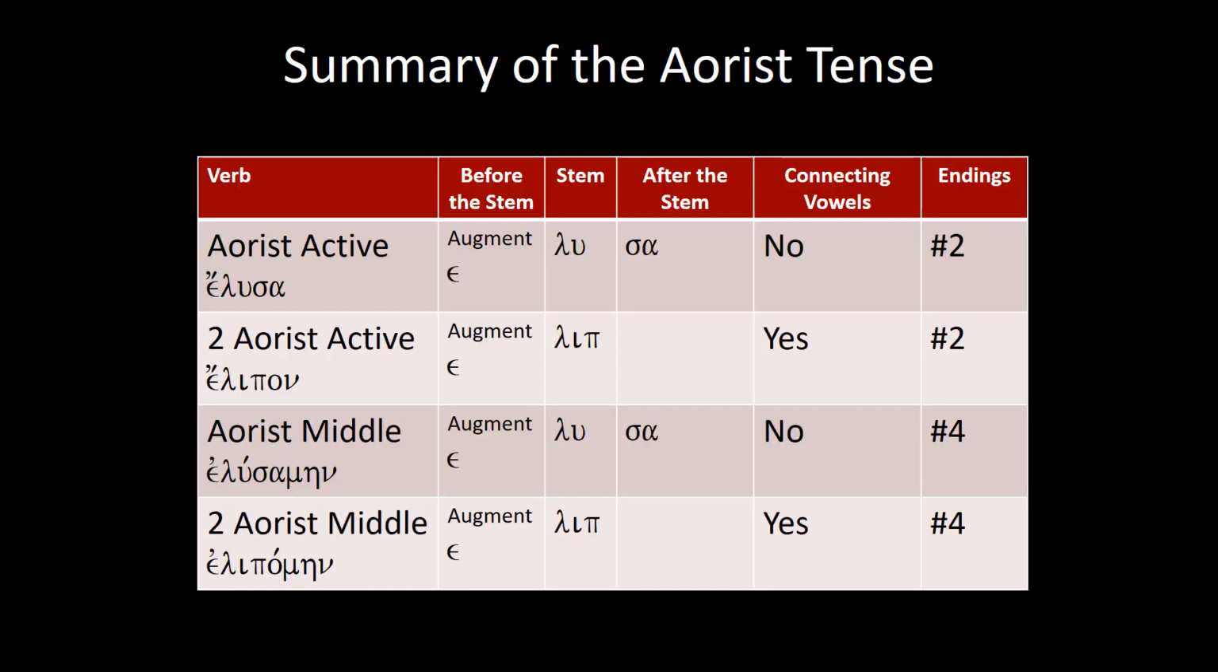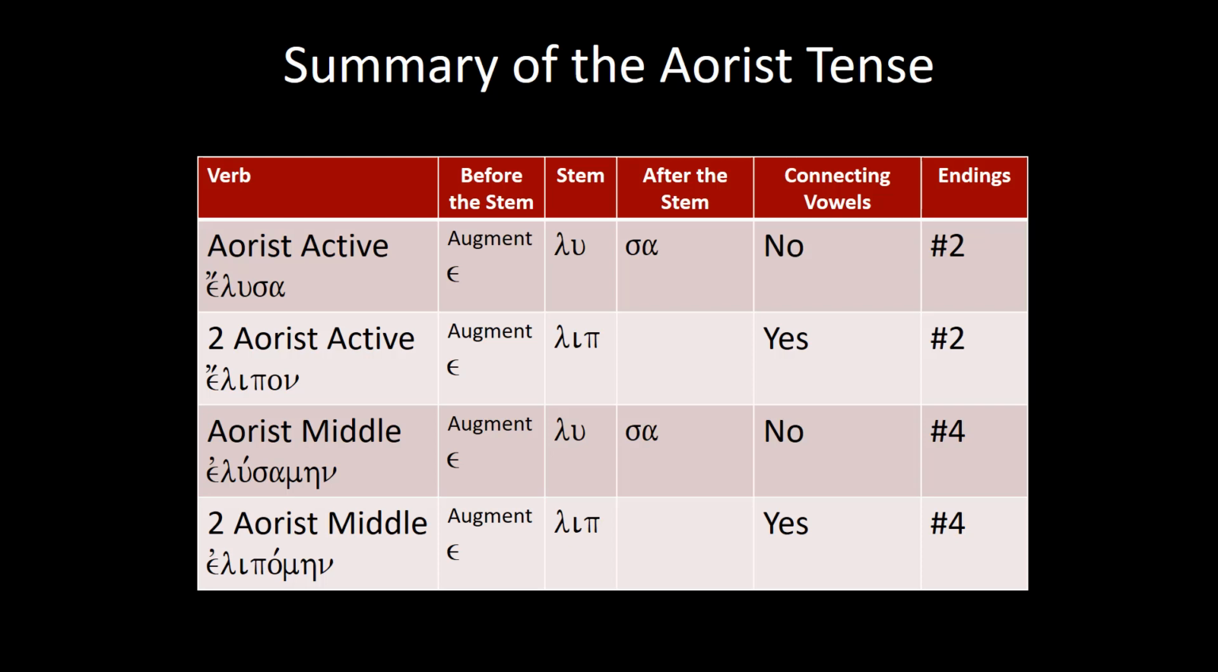Augment, verb stem, sigma alpha, number 4 endings. What's different between aorist active and aorist middle in terms of form? The patterns are exactly the same. It's just a difference in the endings. Are we dealing with number 2 endings or number 4 endings?